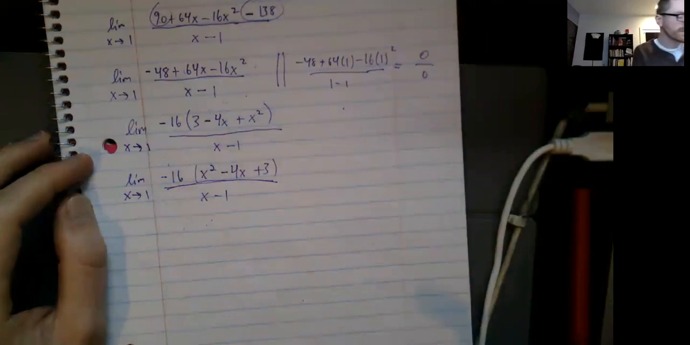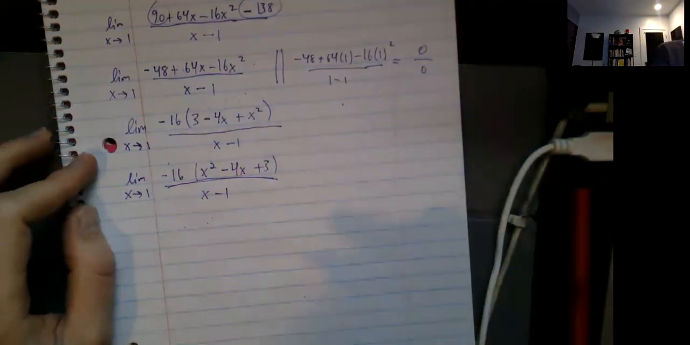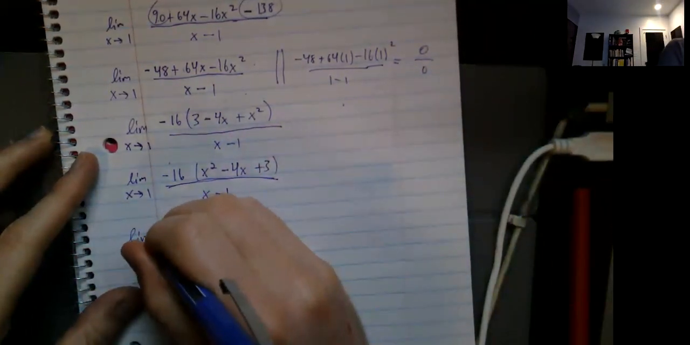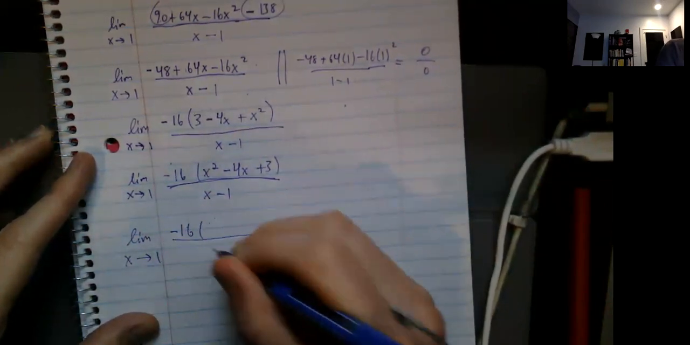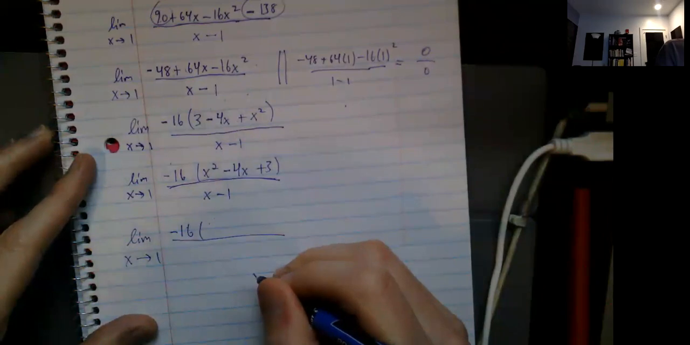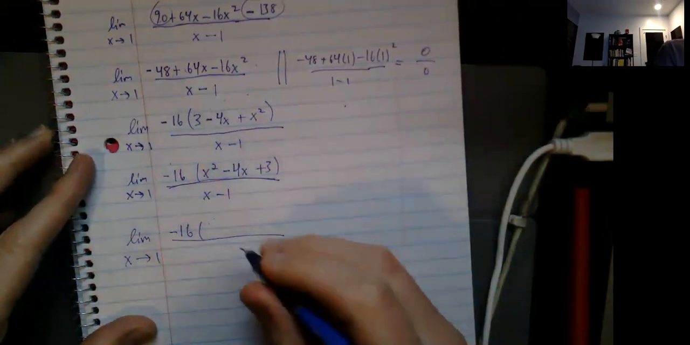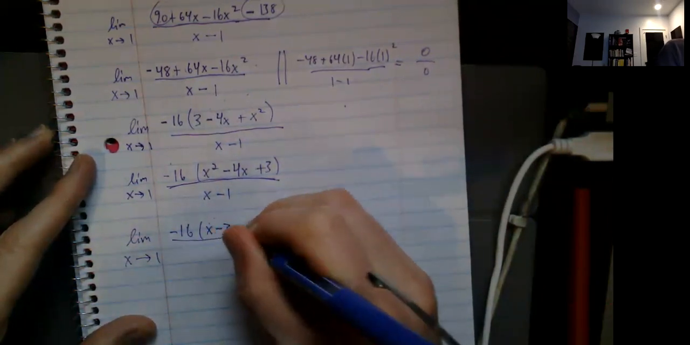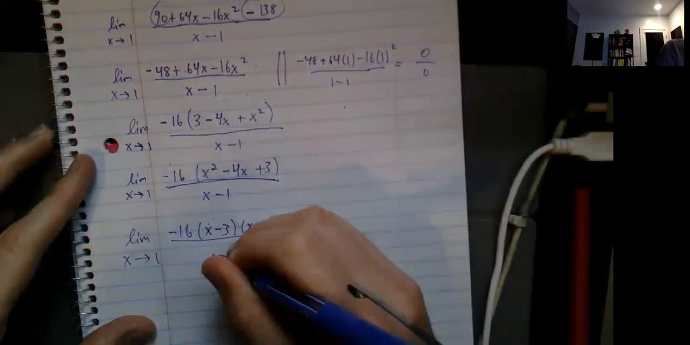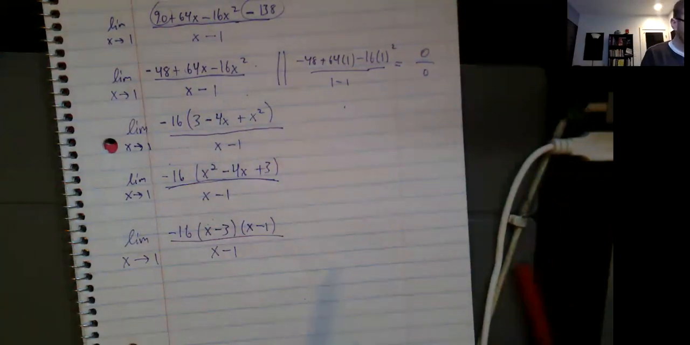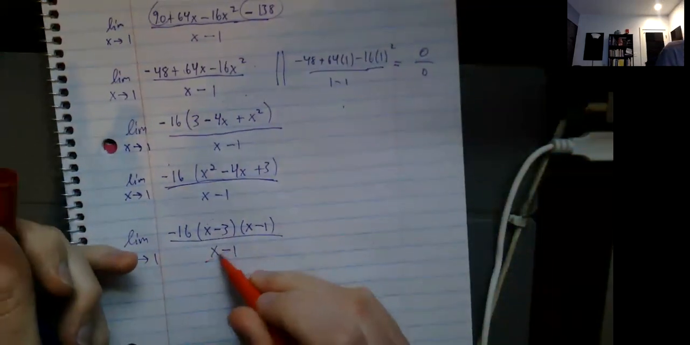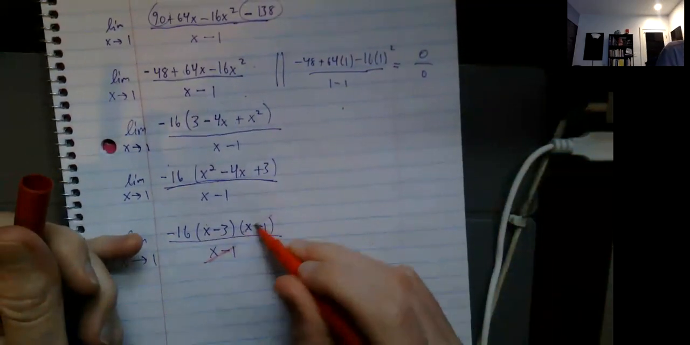Well, we need a pair of numbers that multiply to 3 and add up to negative 4. So that would be negative 3 and negative 1, right? So x minus 3 times x minus 1 over x minus 1. Negative 3 and negative 1 add up to negative 4, and they multiply to 3. Okay, and then, as expected, we can cancel this x minus 1 with this x minus 1.